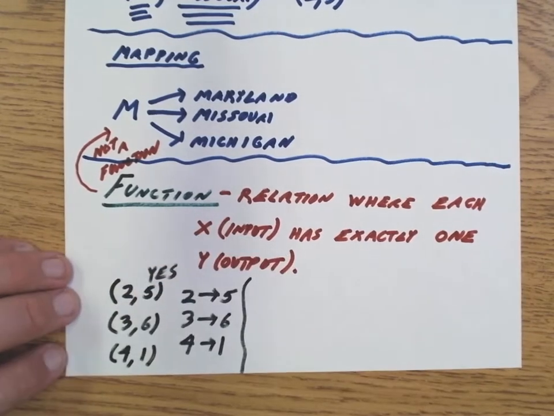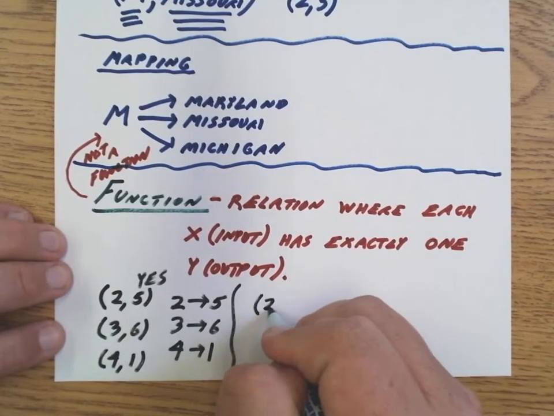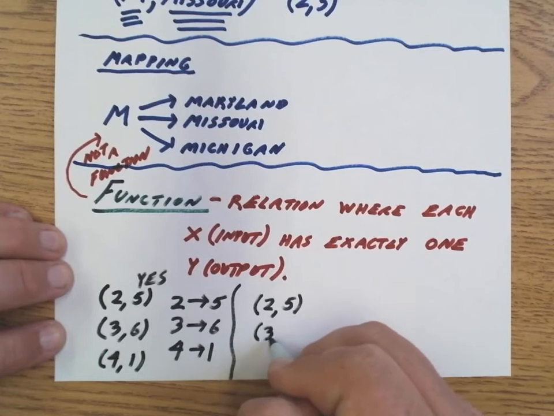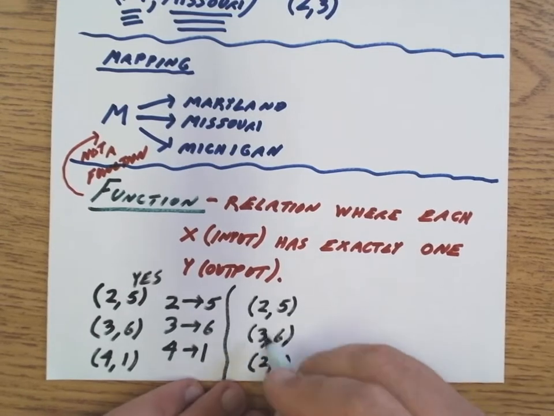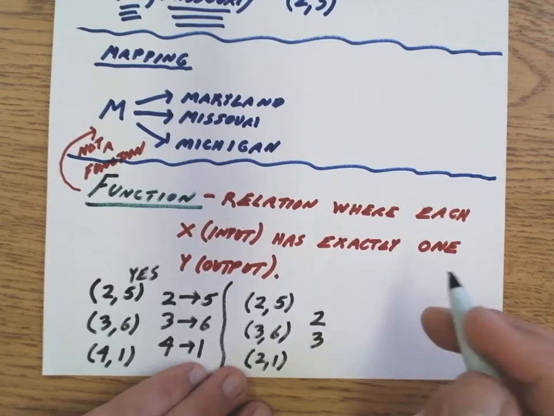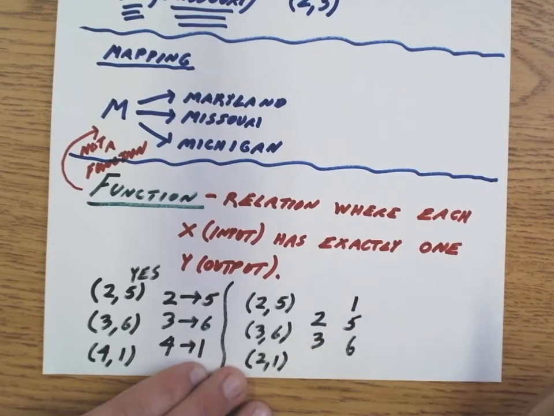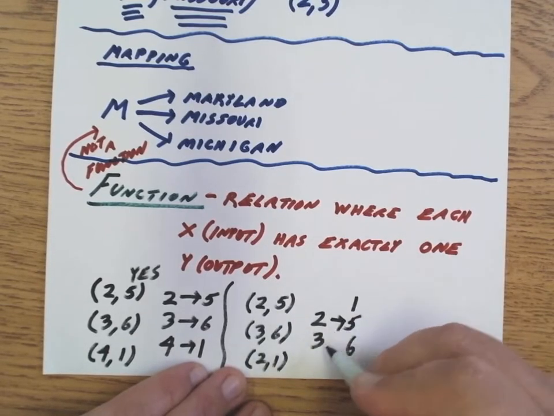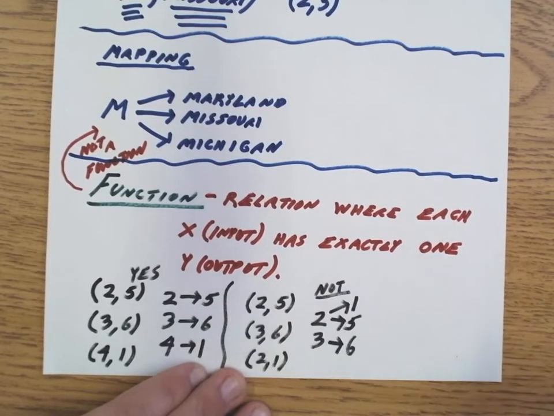Yes. Let me show you something that's not a function. (2, 5), (3, 6), (2, 1). If I make a mapping, I'm going to use the inputs, 2 and 3. If I list the outputs, I have a 1, a 5, and a 6 in order. This 2 goes with the 5, and this other 2 goes with the 1, and that's a no-no. It's okay that 3 goes with 6. This is not a function, because 2 goes with both 1 and 5.